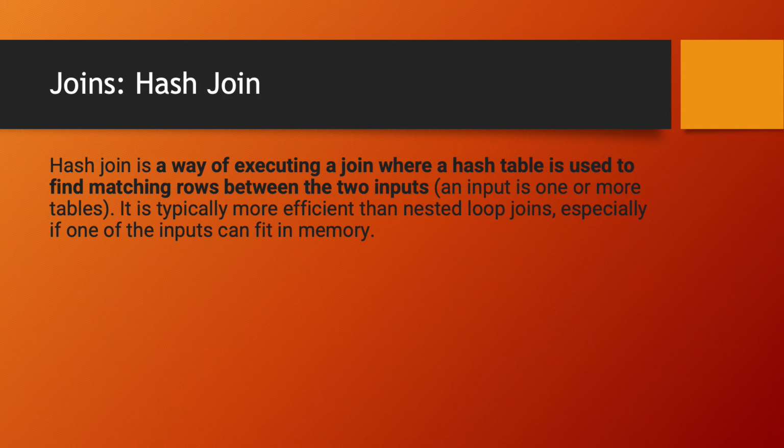Snowflake supports hash join. Hash join is a way of executing a join where a hash table is used to find matching rows between two inputs. An input is one or more tables. It is typically more efficient than nested loop joins, especially if one of the inputs can fit in memory.